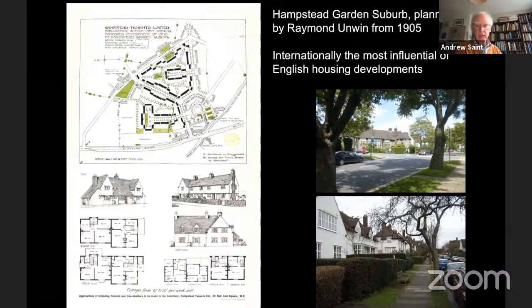I really would recommend you, if any of you are interested in these kinds of things, to have a look at Unwin's Town Planning in Practice. It's a brilliant book with an international perspective, and it really could do with being reprinted.